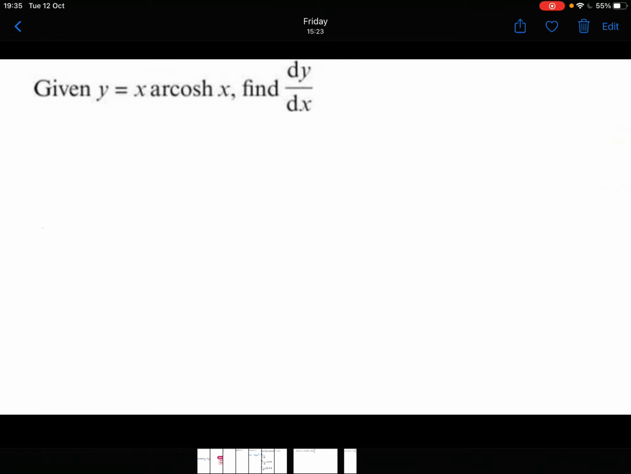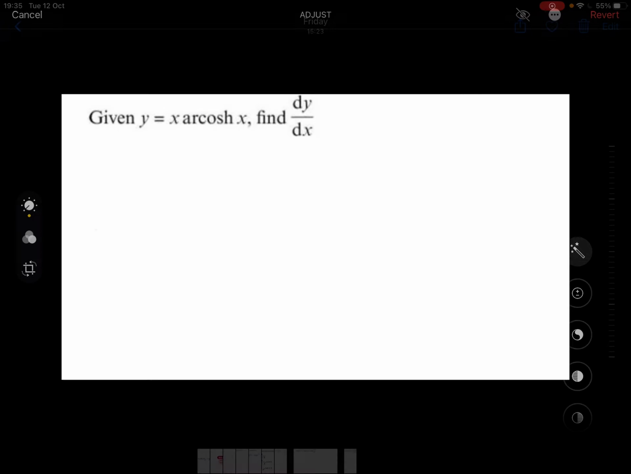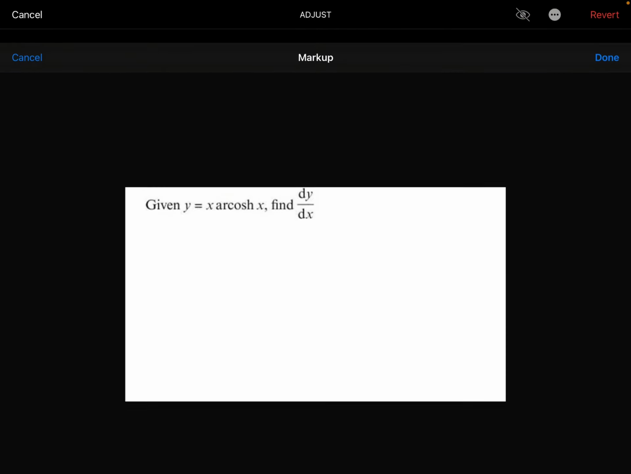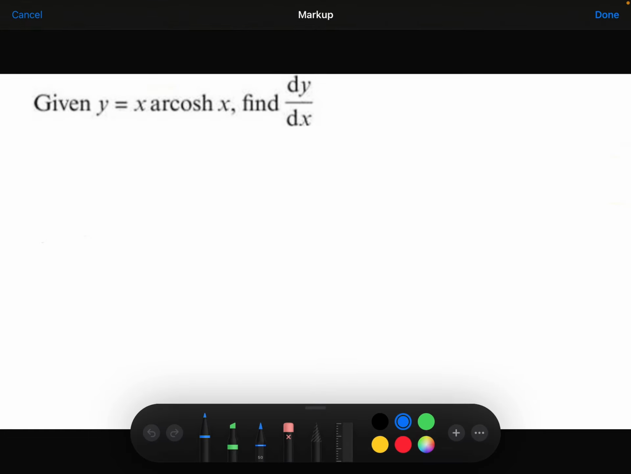Okay, a couple more examples using that now. So I want to differentiate y equals x times arcosh x. So I've got the product of two functions here. I've got the product of x and arcosh x. So I'm going to use the product rule.